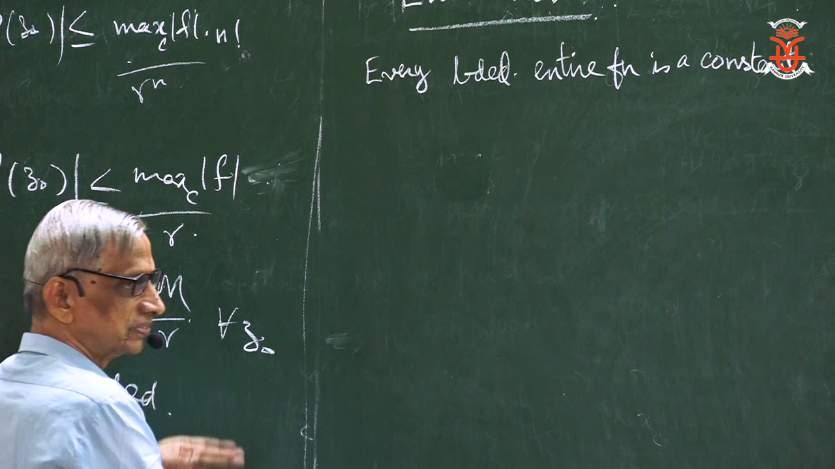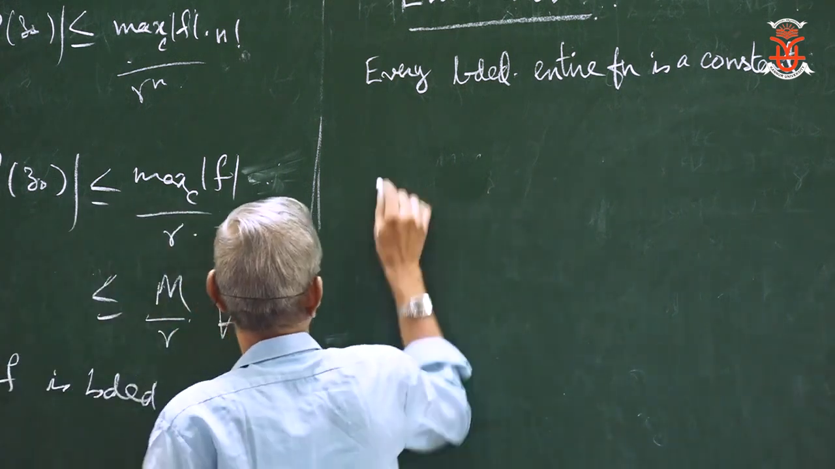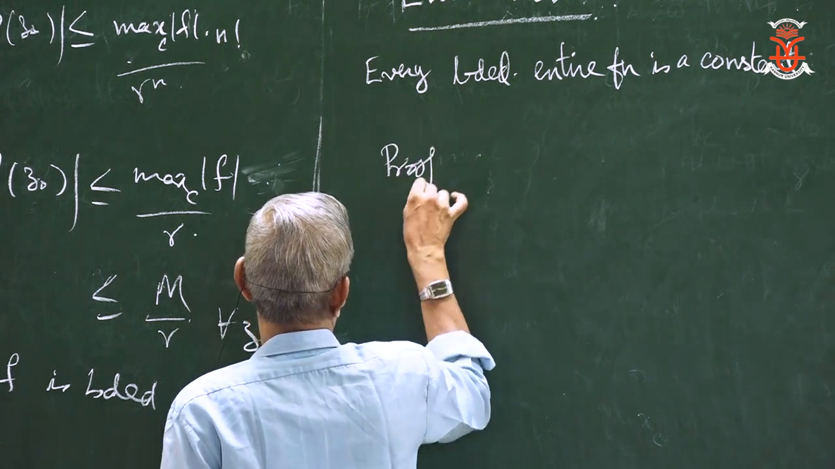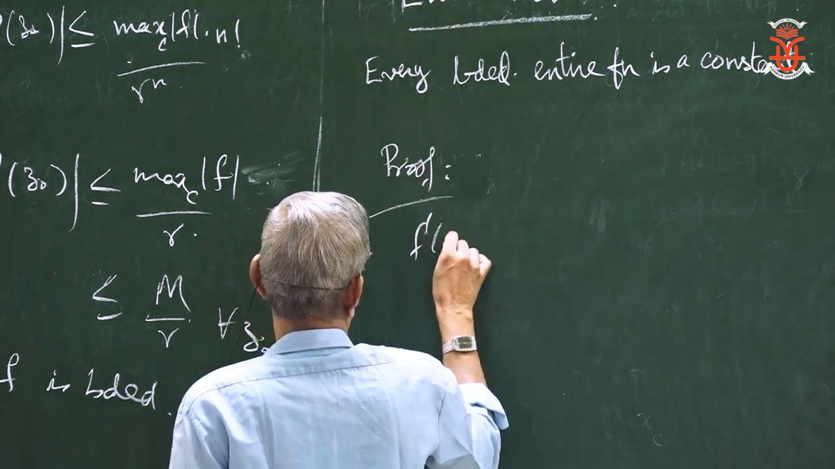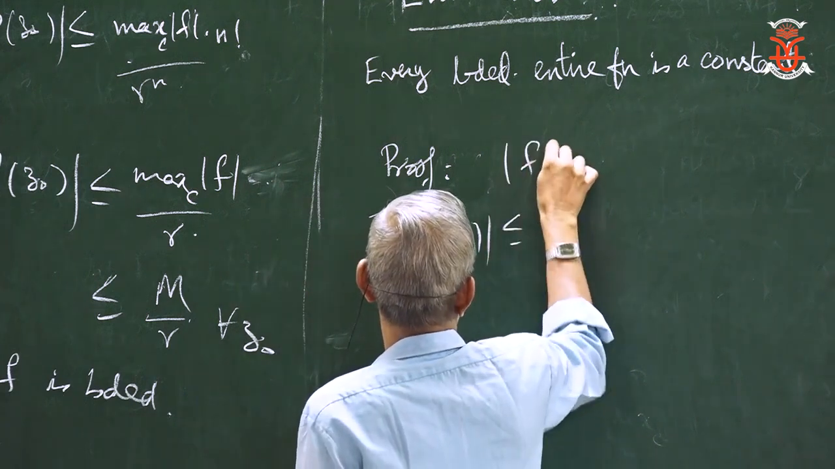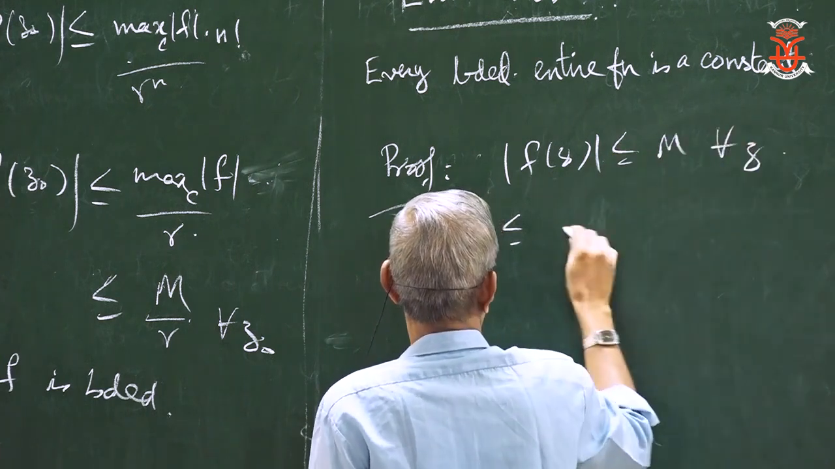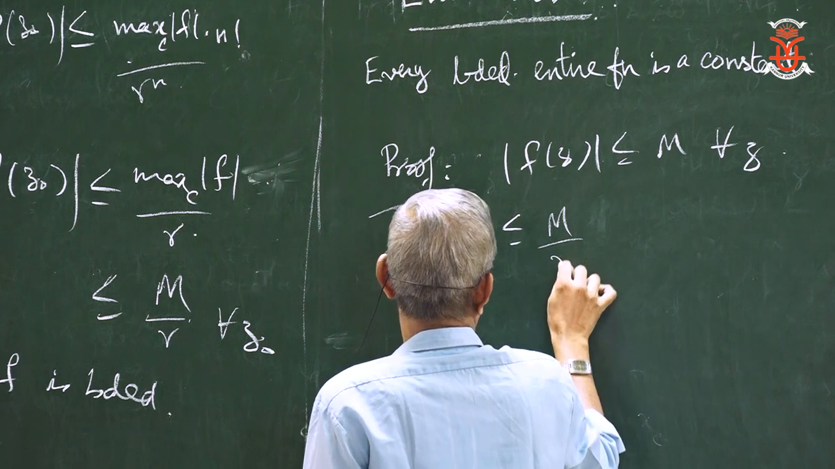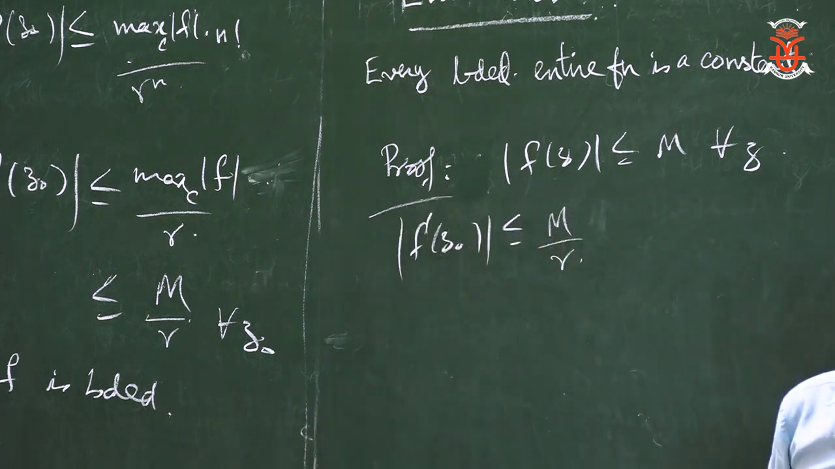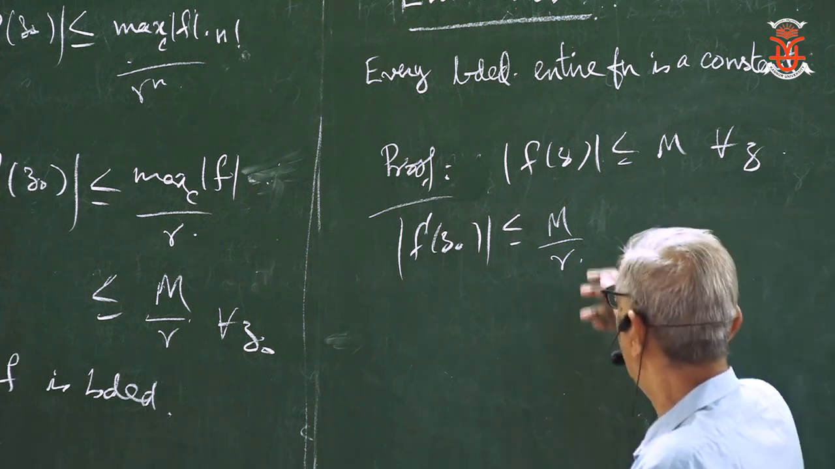So what is the proof? This is the proof. Just an immediate consequence of the Cauchy estimate, right? |f prime(z naught)| is less than or equal to, suppose |f(z)| is bounded by m, then this is m by r. What is r? R you can take to be anything, right? The power series converges everywhere in the plane. So you can let R tend to infinity.